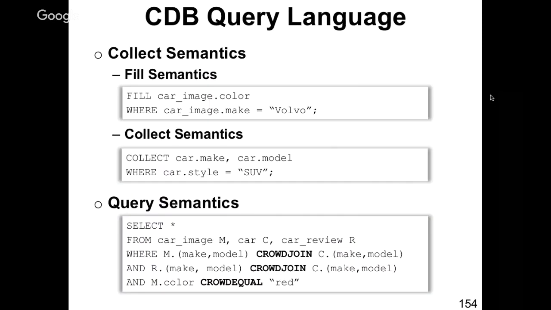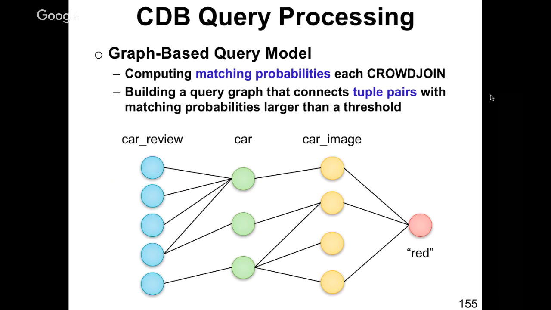Here is one example. Suppose I want to find all the images with red cars, and we want to link the images with the car information and the car reviews. We can first build such a graph of the existing data. Here, one edge means these two tuples could possibly be joined together.